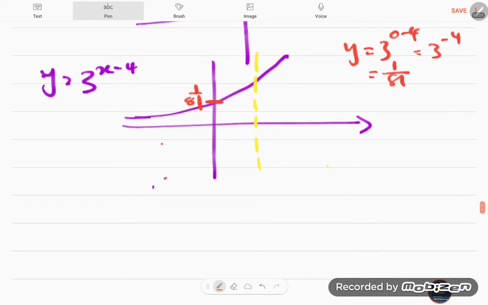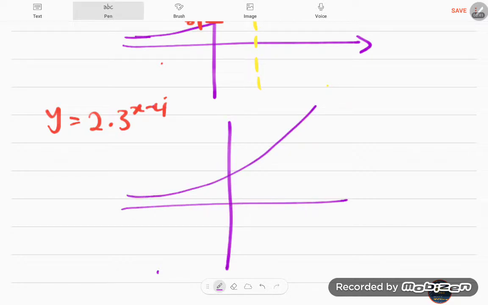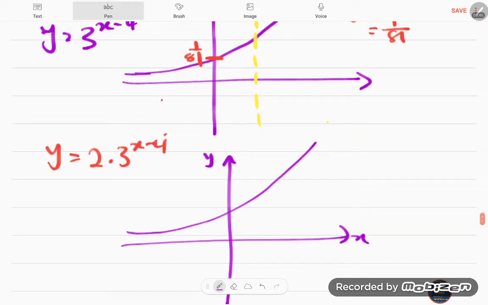And now we can use that number to come up with the graph y equals 2 times 3 to the power x minus 4, by multiplying the y coordinates by 2. It's exactly still the same graph. The difference is, when you multiply 1 over 81 by the 2 that we have there, we then get 2 over 81. That's the transformation that we have there.